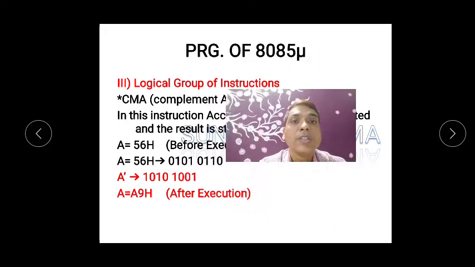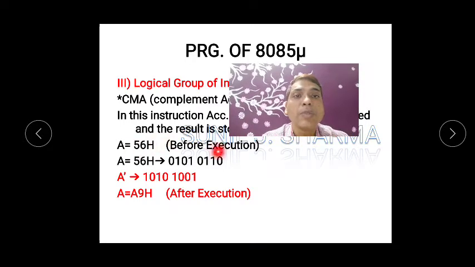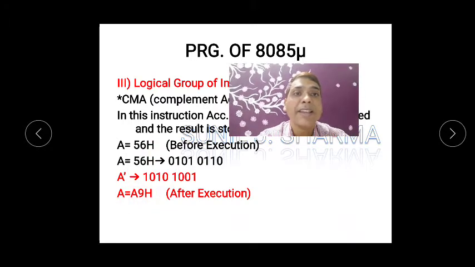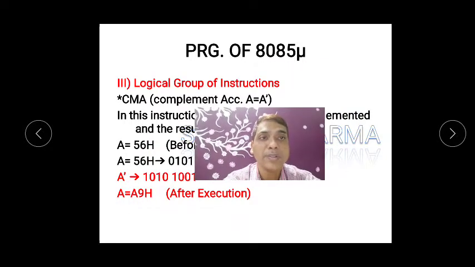Can you see here? Suppose the value is 56, this is before execution, so we will write in binary 5 and 6. Now everyone knows the binary one's complement: replace 0 by 1 and 1 by 0. So when you do this, this is A, this is 9, so your answer will be A9, and the final answer will again be stored in the accumulator. So the initial value was 56, now you have a new value known as A9. I hope you understood this.